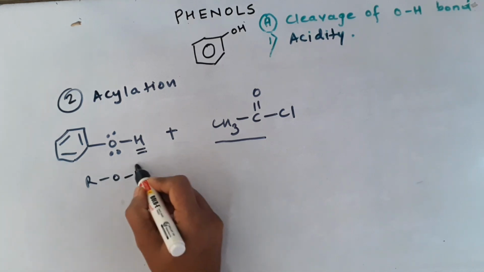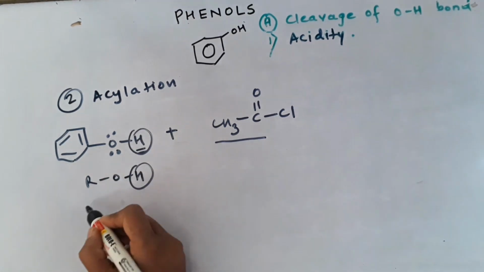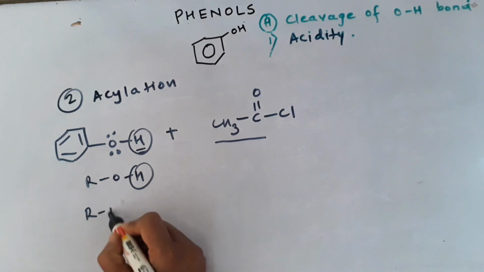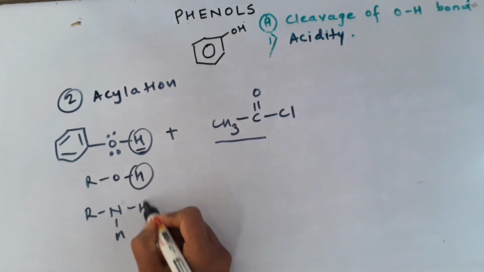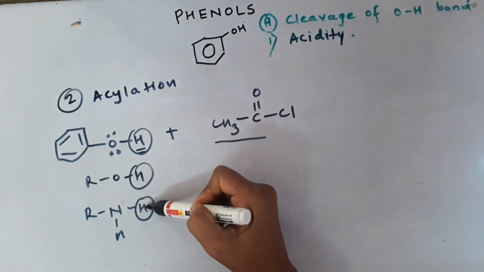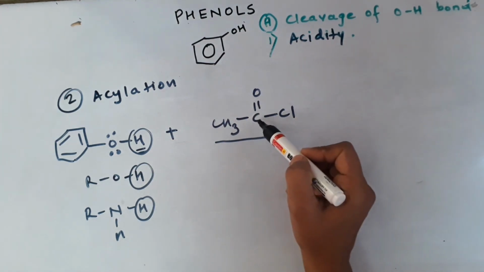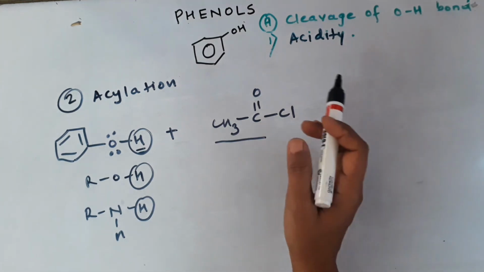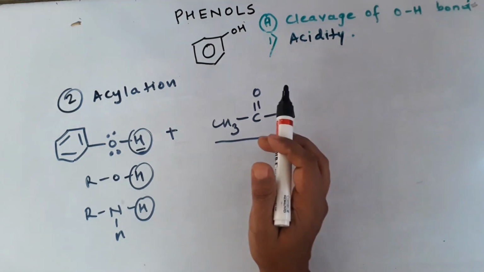ROH, of phenols, or even amines. Look at this. What you are going to do is remove the hydrogen from here, and what you are going to substitute there is the acyl group. So these three reactions will be called acylation reactions.